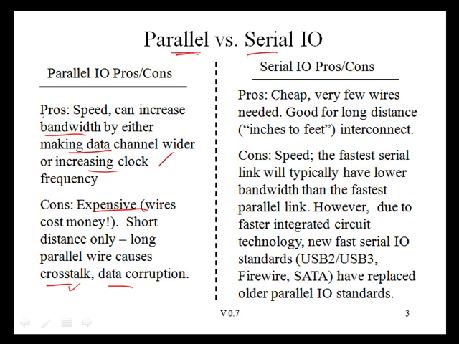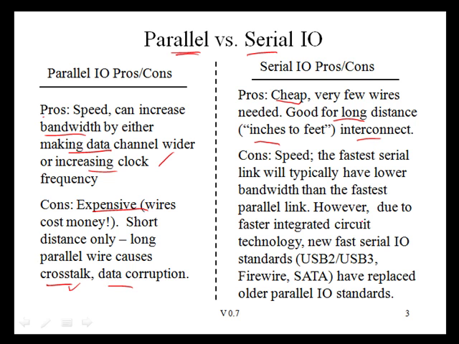So with serial, it's cheap in terms of the number of wires. Very few wires, cables very flexible, easier to pack a lot of serial cables in a small area. Typically, this is good for a long distance interconnect, and by long distance we mean inches to feet. Another good rule of thumb is that basically if an interconnect runs off the board, off a computer board, typically that's going to be serial interconnect.